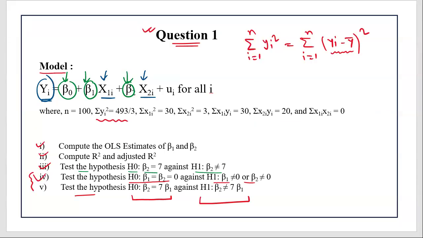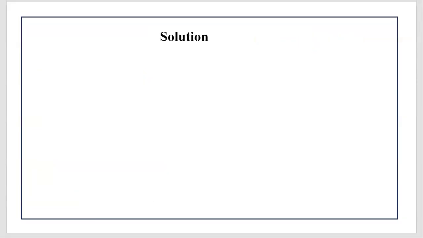So H naught is beta 2 equals 7 beta 1, against H1, beta 2 not equal to 7 beta 1. So let's see how we can solve this part of this question. This is a little unique. I hope you have not done this thing before. H naught is beta 2, so they have given you beta 2 equals 7 beta 1.